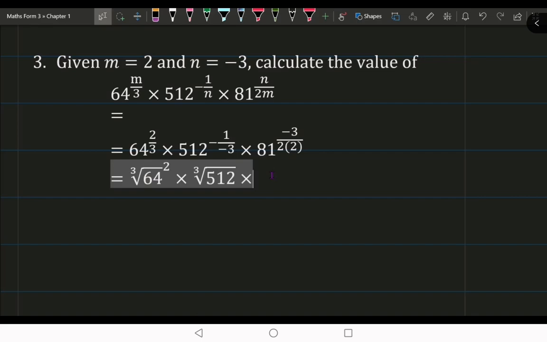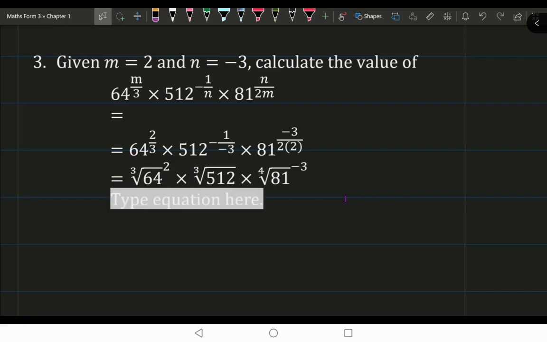This one, 2 times 24 is the fourth root of 4. What does the cube mean? The fourth root of 81. After that, you need to have a negative 3 power. Basically, we get this answer to be easy.